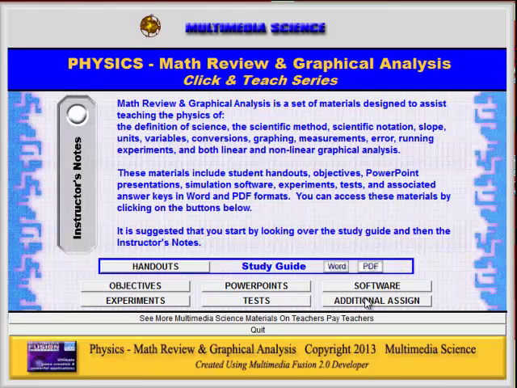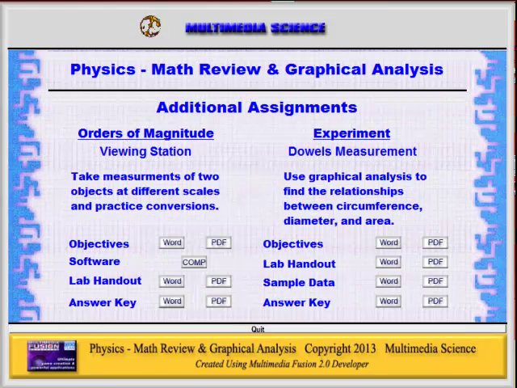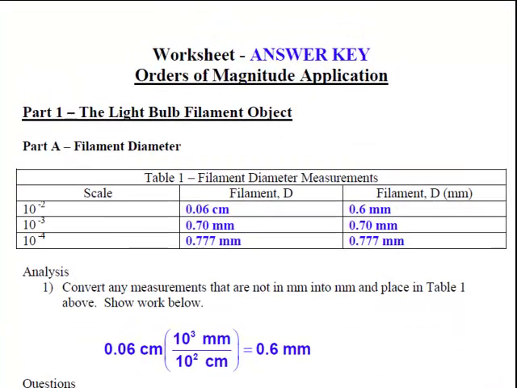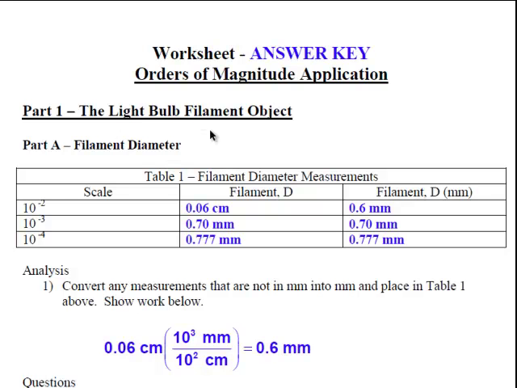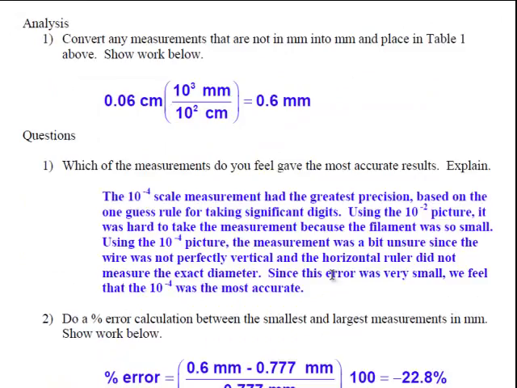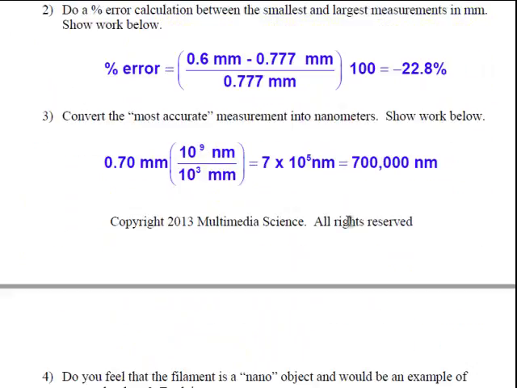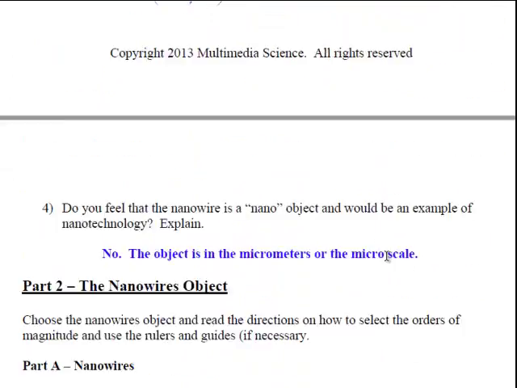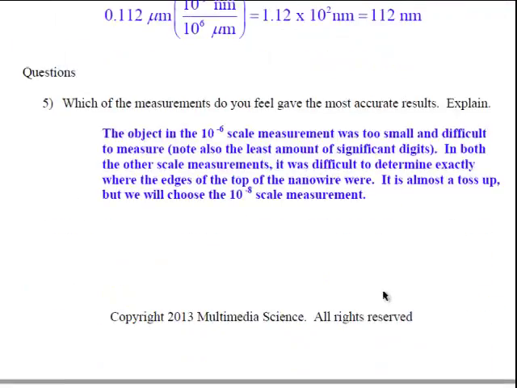There are also a couple additional assignments. There's an orders of magnitude where students have to take measurements of a light bulb filament, and this forces them to look at the significant digits compared to exactly the size of the units on their measurement object. In this case is a ruler.